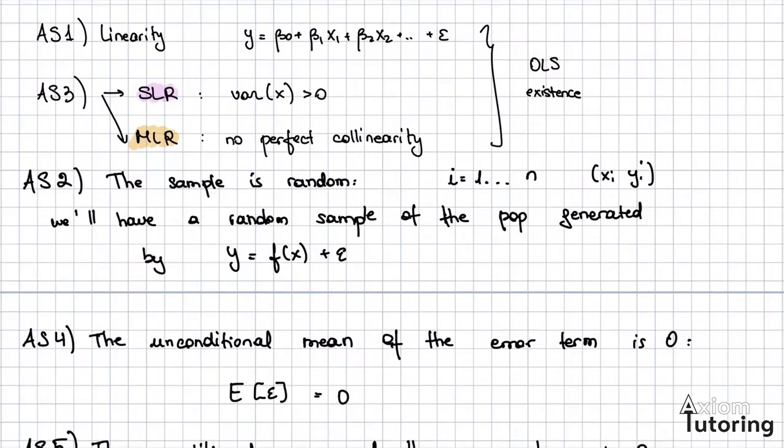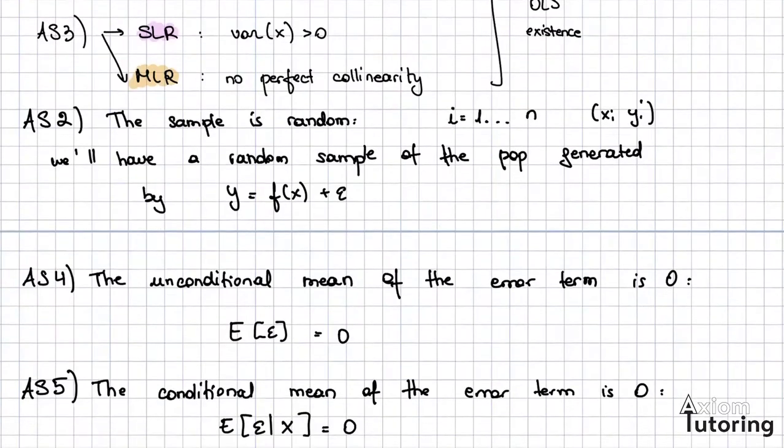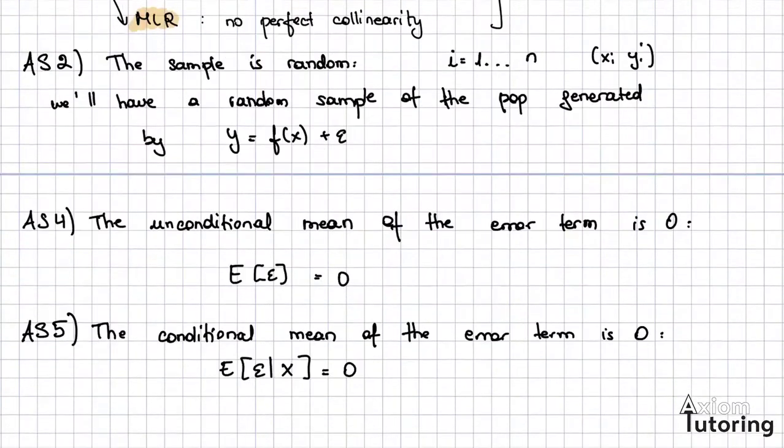The most important assumption out of all of them, for which we also had a separate video indicating why we need it on top of the fourth assumption, given that the fourth assumption turned out to be the weaker version of it. So assumption 5 is the most important assumption that will prove the unbiasedness of the OLS estimator, meaning the conditional mean of the error term is 0.